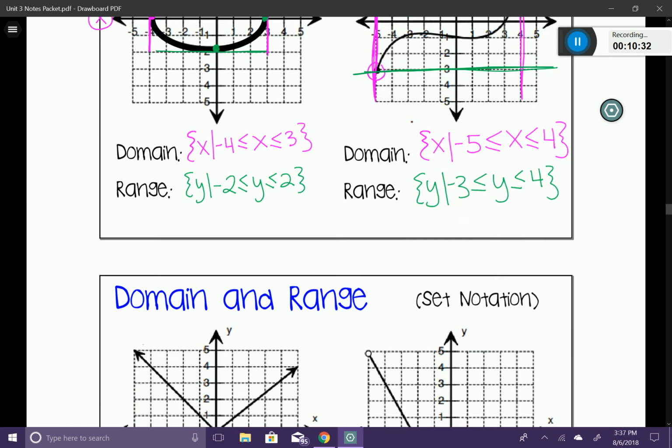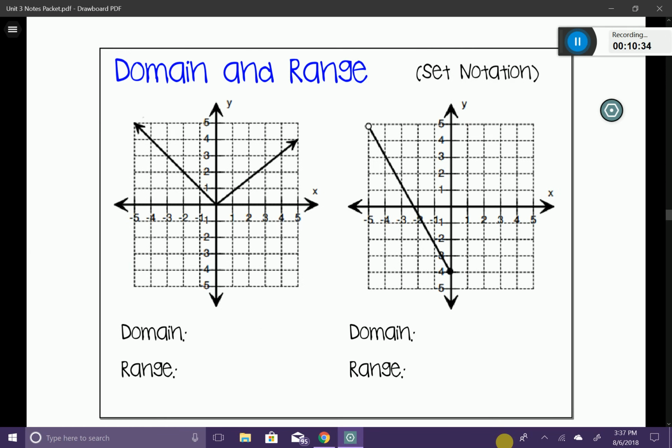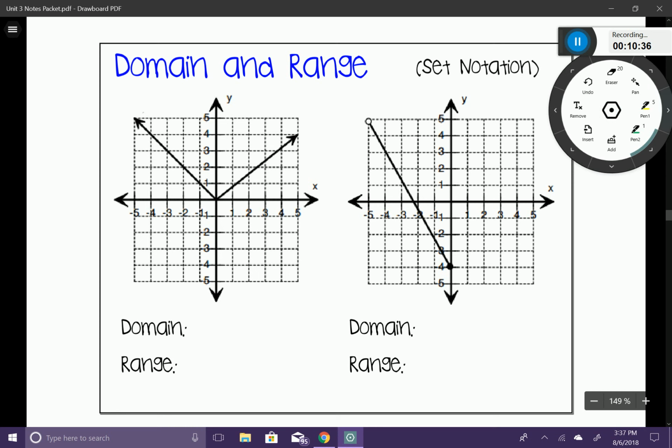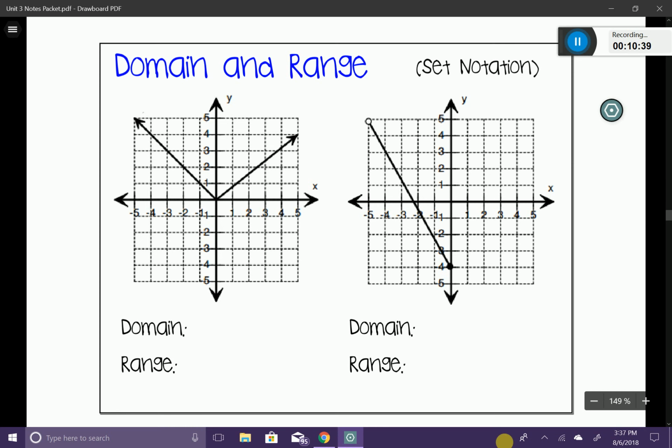Okay, let's try a couple more. It's a tricky concept. Now I have an absolute value function. You can see with the absolute value, I am given little arrows at the end, which means that this graph extends in the positive direction.